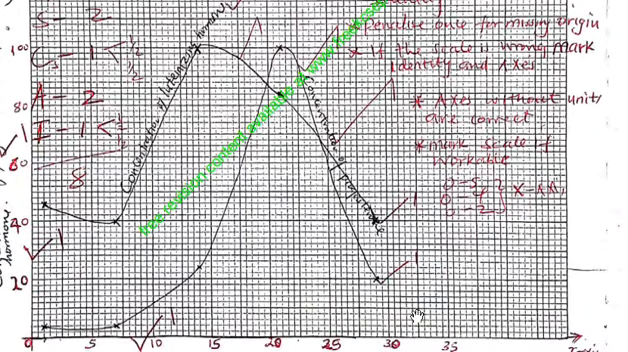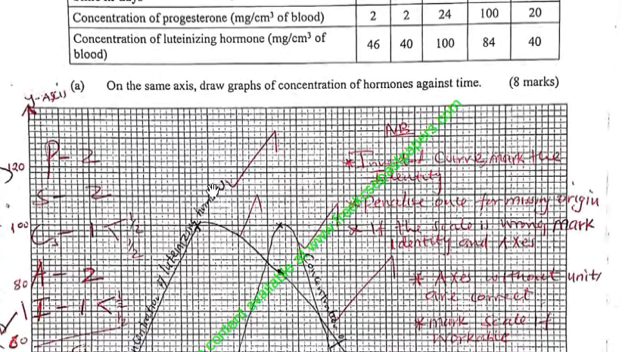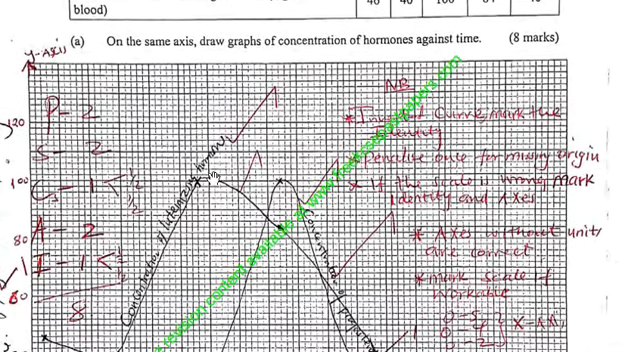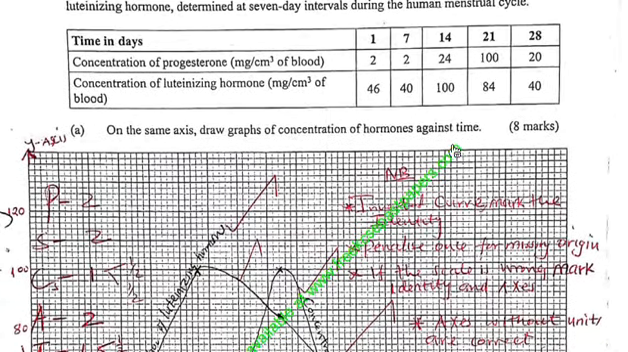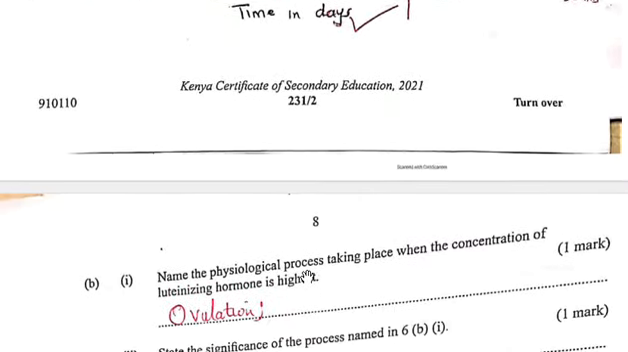like shown here. Then the graph will cover at least 3/4 of the grid provided, and the highest limit here, you can see it is 100. 100 is here. The limit is, we have extended our graph to 120. Then on days, the highest is 28. We have reached 35.